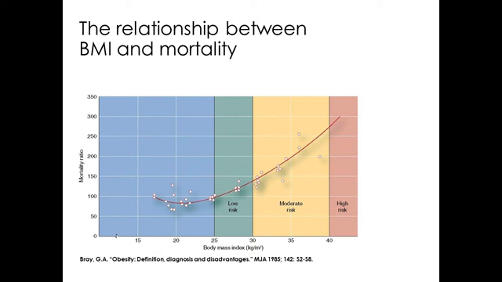We have a look here at the relationship between BMI and mortality, so death from any disease. You can see as the BMI increases, if you look at the bottom of the graph, from 20 to 25 to 30 to 35 to 40, the risk of mortality also increases. And this is true for the sedentary general population.